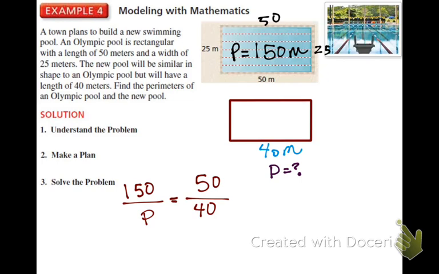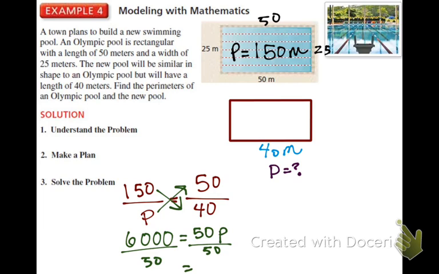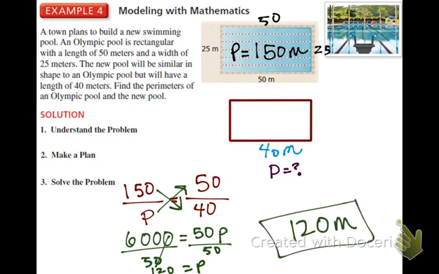After this, we're going to cross multiply. 150 times 40 is 6,000. P times 50 is 50p. Divide by 50, you get 120. So 120 meters. So the first pool is 150, because it asks to find both. First pool is 150 meters, the second pool is 120 meters. Any questions on how we found this one?